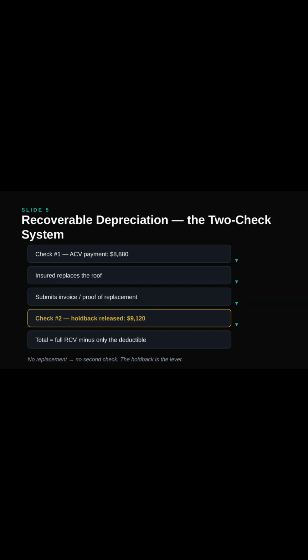As a public adjuster, explaining this mechanic to your client and making sure the carrier actually releases that holdback is half your job on every roof claim, and knowing it cold is what separates you on exam day too.